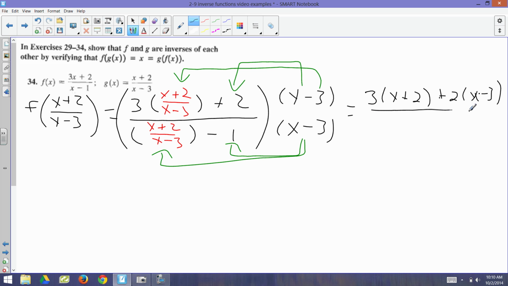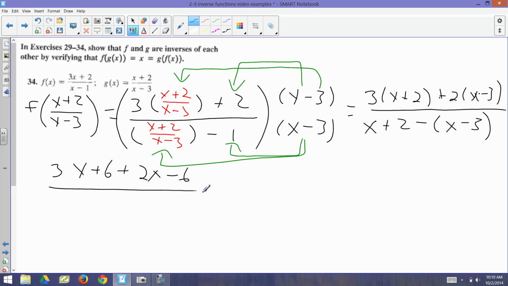Denominator, when I distribute it, I have x plus 2 minus an x minus 3. So let's neaten this up a little bit. And I have 3x plus 6 plus 2x minus 6 for my numerator. My denominator, I have x plus 2 minus x plus 3. I end up with 5x on the top. X's cancel out on the bottom. I have 5 on the bottom. Is equal to x. I'm halfway there.